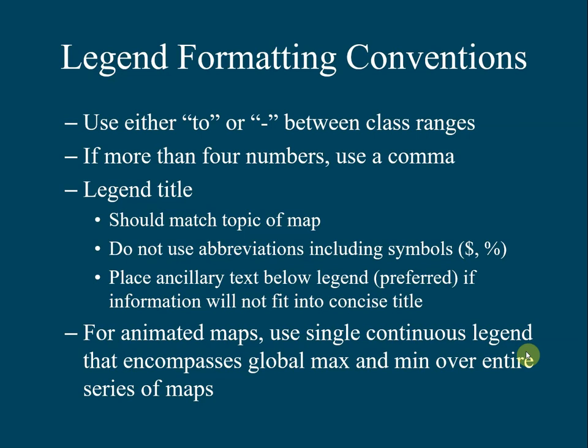For animated maps, we need to use a single continuous legend that encompasses the global max and min over the entire series of maps. So again, if I'm looking at temporal data over 9 or 10 maps that are ranging from the 1700s to today, I want to try to use a global legend. And this is for when it's animated. So virtual maps, some of the stuff that we've seen in class so far. I don't want the legend changing as the maps are changing, because then you're going to see one color means one thing on one map and another color on another map, and that's problematic. So avoid this.